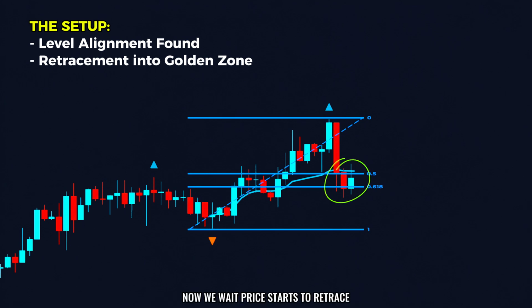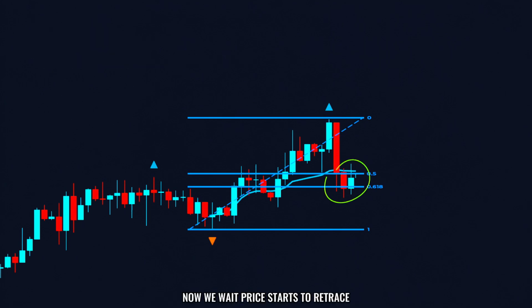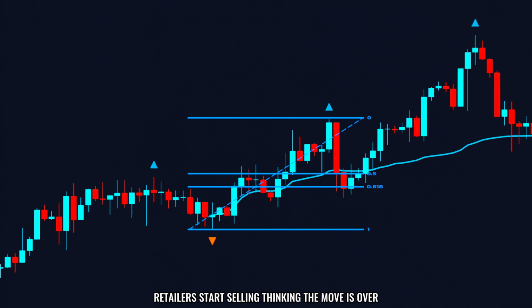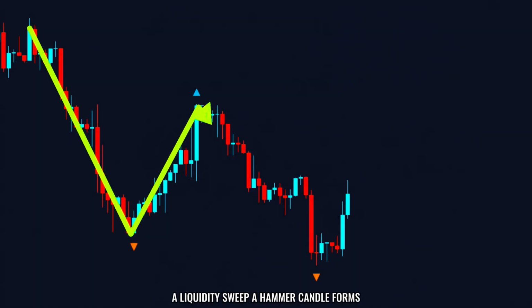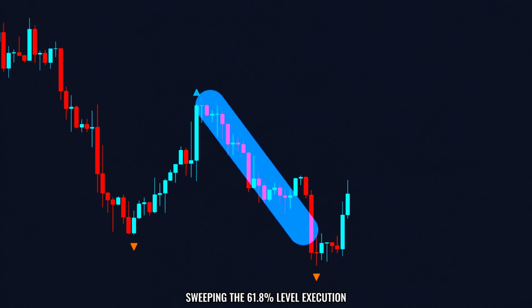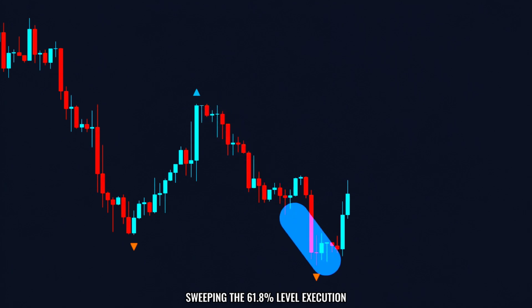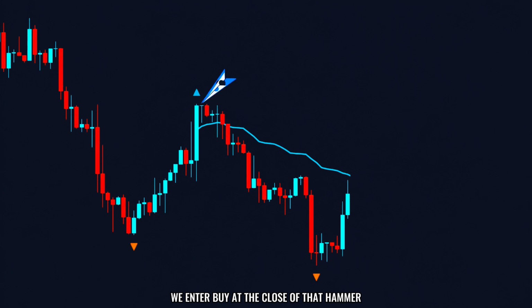Now, we wait. Price starts to retrace. Retailers start selling, thinking the move is over. As price enters the golden zone, we see a massive spike down, a liquidity sweep. A hammer candle forms, sweeping the 61.8% level. Execution: we enter buy at the close of that hammer.